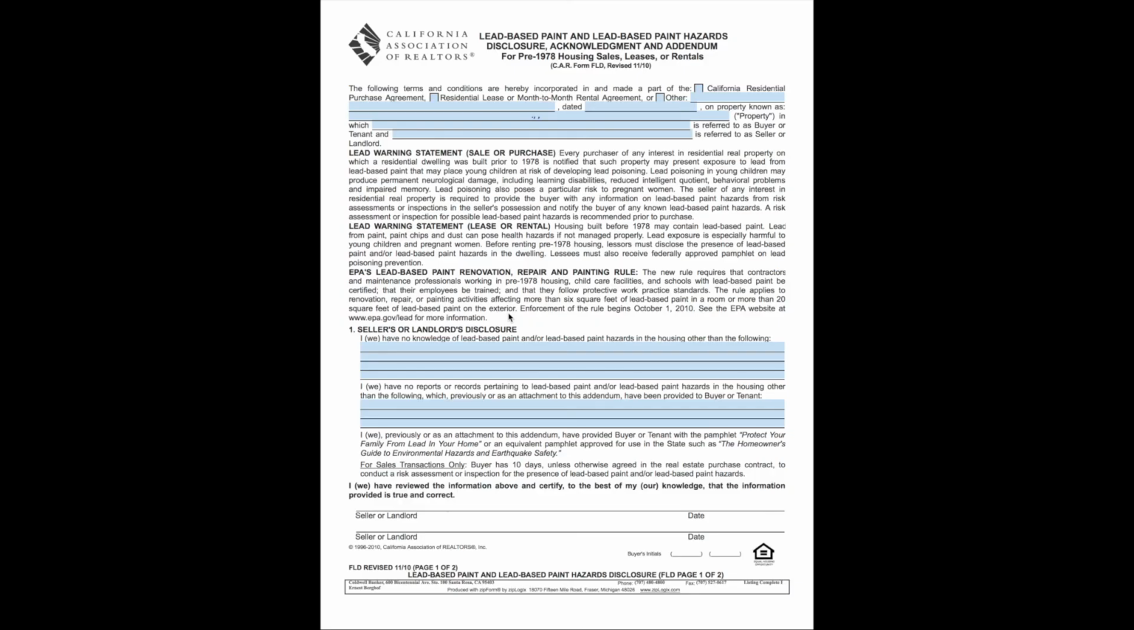The lead-based paint disclosure. Any home that is built before 1978 needs to fill out this form. And in this form, the seller discloses whether they are aware of any lead-based paint in the property. If you have knowledge of it, then you list out where that is, and if you don't, then you don't put anything there.